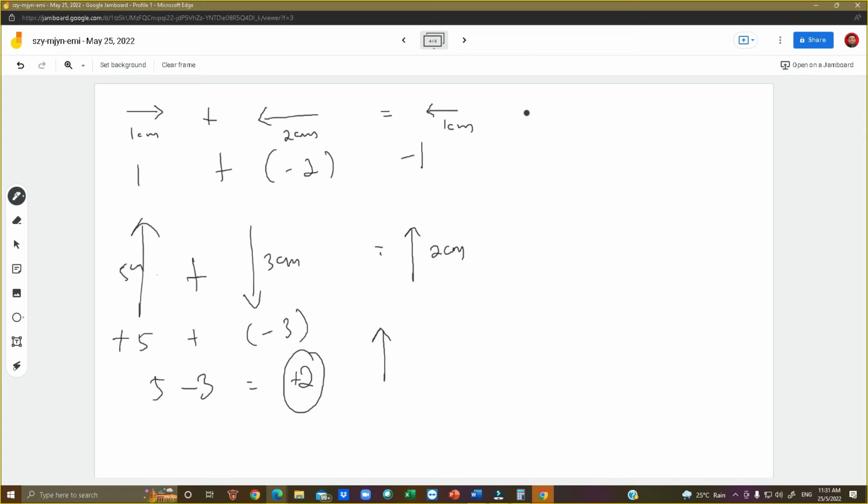Let's say we have another one like this. To the right 3 cm plus to the left, let's say 2 cm. So we have 3 plus negative 2. The result is 1. So you know it will be positive, to the right. Its length from tail to head will be 1 cm. Up and down is the same. So these figures, positive, negative, it's just to show you the direction of the arrow, because this is vector composition, whether it goes down or up. Okay, this is vector composition.